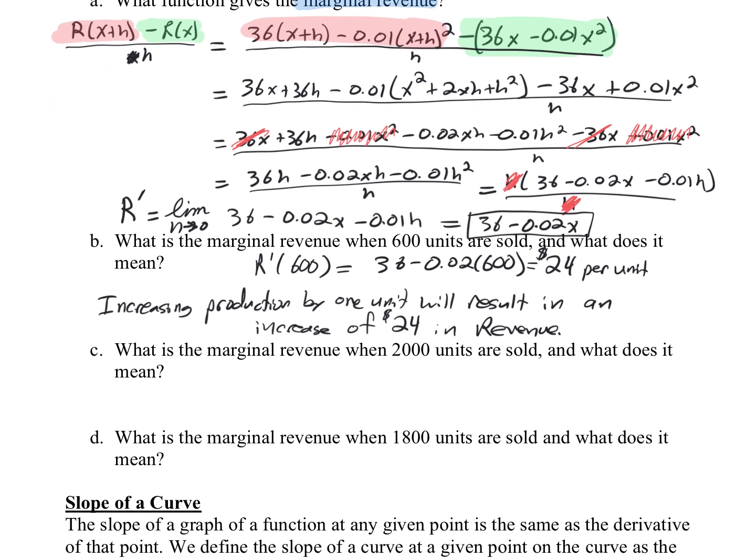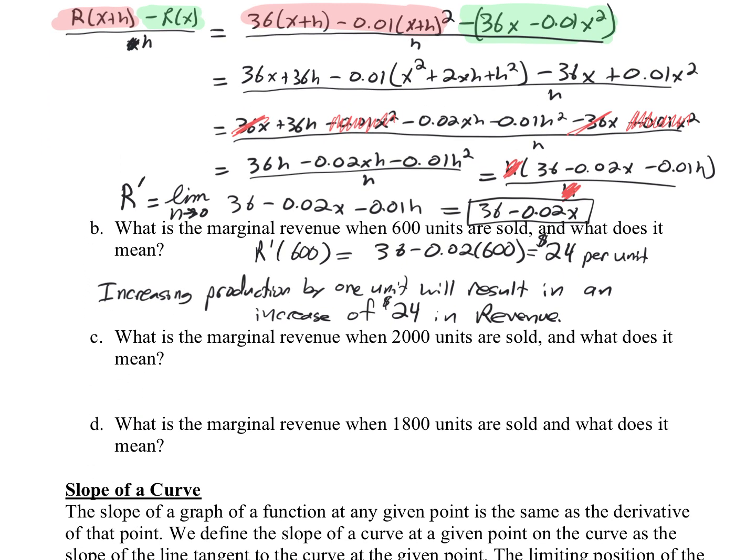All right, we have a couple more parts that we want to answer to this question. In part C, we are asked what is the marginal revenue when 2,000 units are sold? Well, the marginal revenue function is r prime. We can plug 2,000 in it and see what we get. This time our answer is a negative number. It still has that same label. This is dollars per unit.